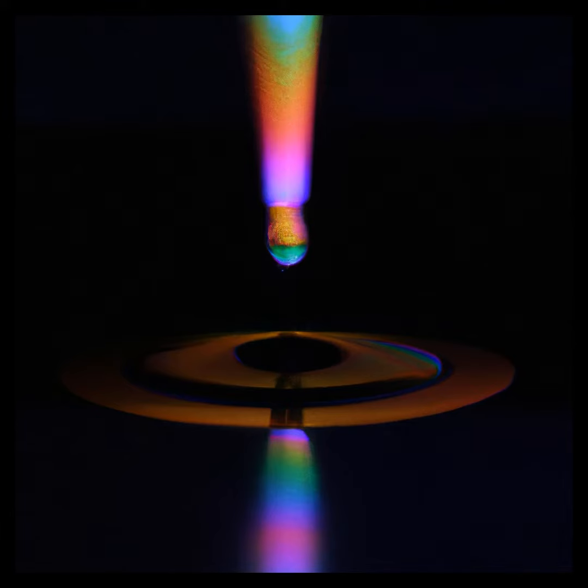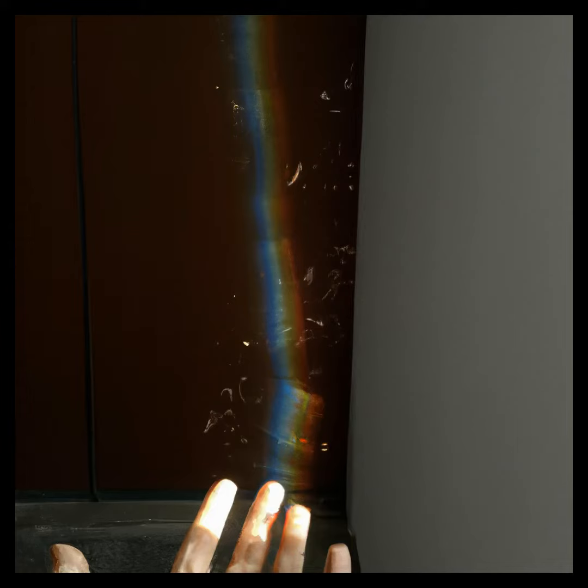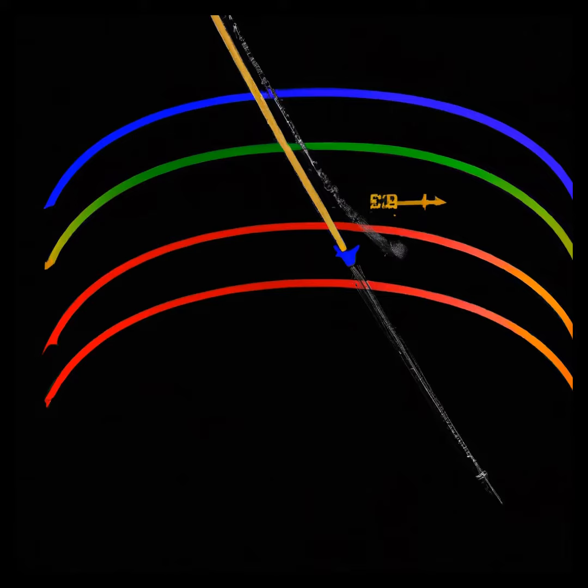Different colors of light have different wavelengths, and so they bend at slightly different angles when passing through a water droplet. This phenomenon is known as dispersion. Longer wavelengths, such as red, bend less than shorter wavelengths, such as violet, when they pass through the droplet.